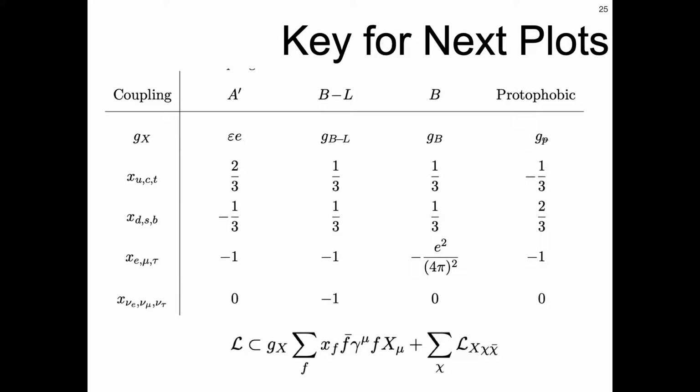This is a key. What this is doing is, here's your dark photon, and these are the relative couplings to the quarks and the leptons. The conventional dark photon that people like to use has a coupling of 2/3 to the up, charm, and top quarks, and -1/3 for the down, strange, and bottom. And then you have couplings to the leptons. It's written in the Lagrangian like this: you have this g_X, your external coupling, epsilon e, and then this X_f. So it goes in the Lagrangian like that.